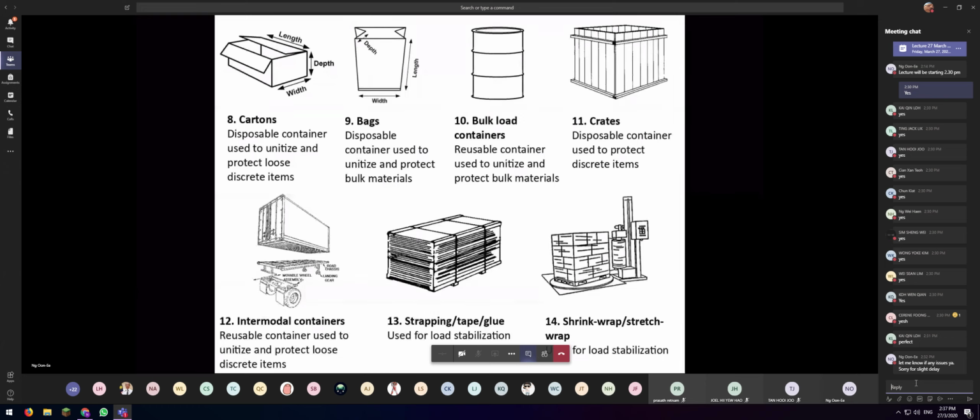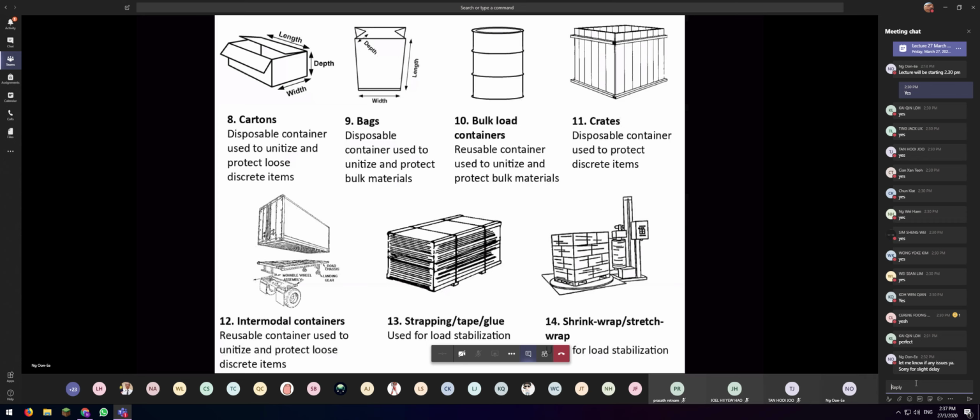You could use bags. Bulk load containers is for bulk materials. Bulk materials basically means things which are so small, or maybe they're liquid, that they need to be placed within your canisters of this. Okay, so they are generally bulk load containers. Crates are for discrete items. Intermodal containers, these are the containers which you see on trucks, and then there is a very standard size there because they can be used for shipping, and so that the shipping company can plan for all this.